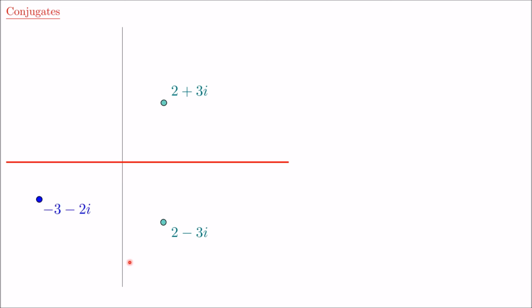Let's look at another example. Suppose we've got this complex number. Well, where is its conjugate? First of all, its conjugate is going to be the reflection of this along this red line. It's going to be located here. And in terms of its Cartesian form, we're going to have the exact same real component, but the imaginary component is going to have its sign changed. So it's going to be plus 2 now.